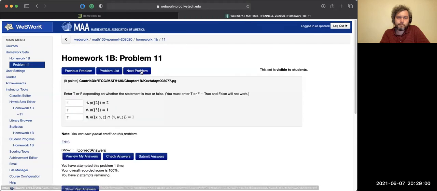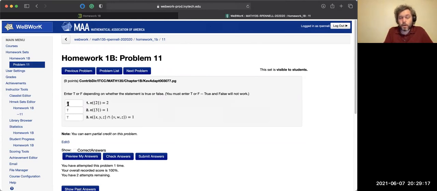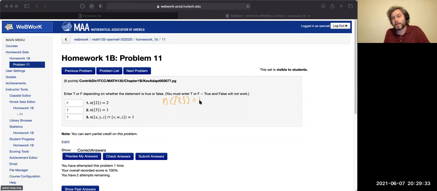Okay, this one we should talk about. Enter true or false depending on whether the statement is true or false. You must enter T or F. True or false will not work. Okay, the number of elements inside the set 2 is 2. Well, that is not true. I put false, but why did I put false? Because the number of elements in the set 2 is actually 1. There's only 1 element in there. Okay, that's what the number notation is asking.